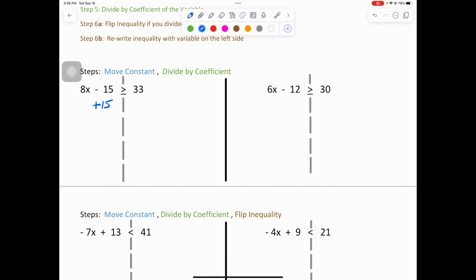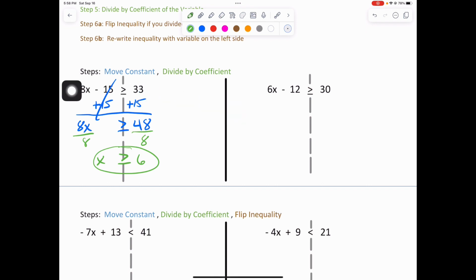Exactly. It's on the same side of the river as the 8x. And what we do to one side, we do to the other. Bring down your 8x. Cancel that off. Greater than or equal to 33 plus 15 is 48. We will just divide each side by 8. X is greater than or equal to 6 because 48 divided by 8 is 6. Go ahead and try this one on your own.